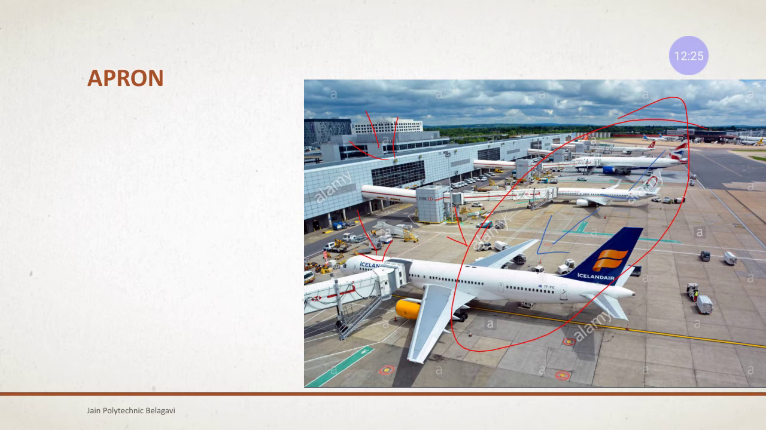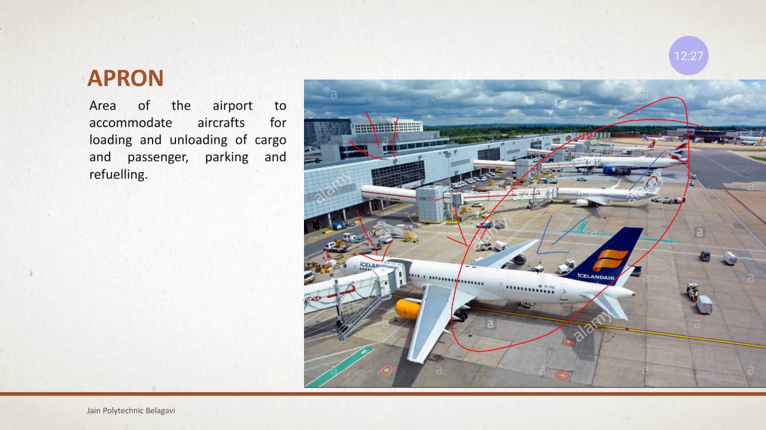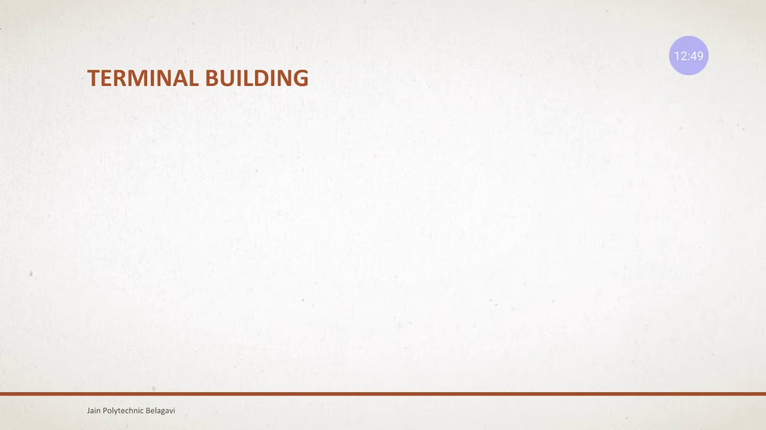Okay, so the area of an airport accommodating the aircraft for loading and unloading of the cargoes, passengers, parking and refueling. So all these things, the nominal servicing that we say, is given here to the aircraft. So the area in which it is standing is called apron. So next is terminal building. So what is a terminal building now?